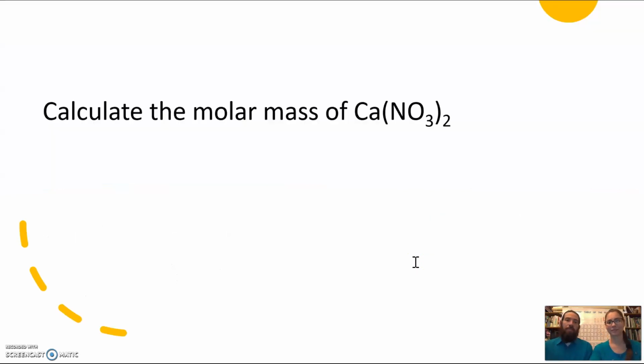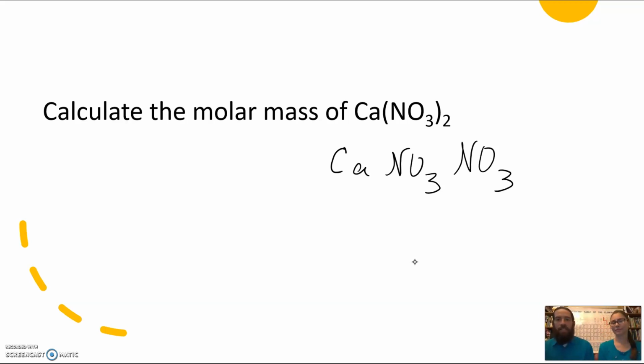So here's an example. We want to calculate the molar mass, and this one's especially tricky because we have parentheses in here. You see the parentheses around the NO3. That means that little 2, that subscript 2, applies to everything inside those parentheses. So what we really have here are 2 NO3s. And if we look at it this way, that means we have 2 nitrogens and 6 oxygens.